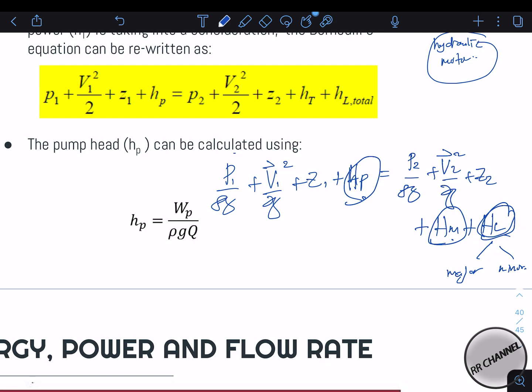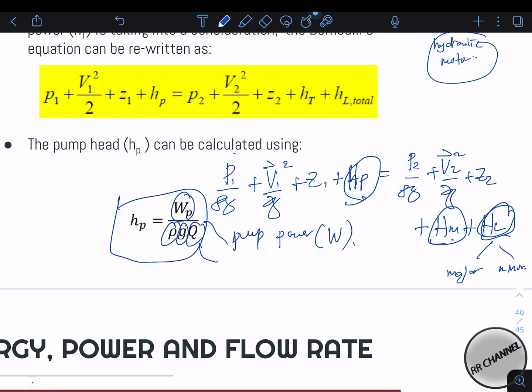So in order to calculate the pump head, this is the formula to get the pump head here. WP stands for the pump power, and you need to make sure that this is in watt. This is the density, kg per meter cube. This one is gravity acceleration, meter per second square. This one is your volumetric flow rate, the volume flow rate.